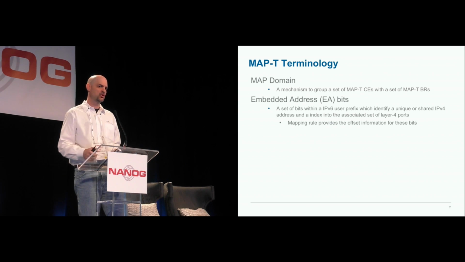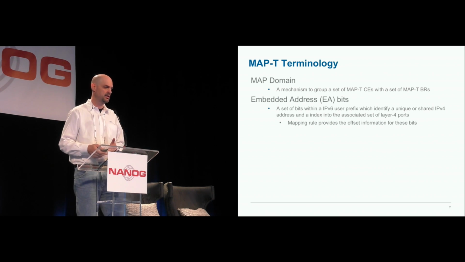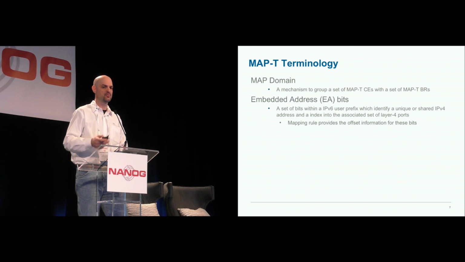And lastly is the notion of the embedded address bits. These are bits that are embedded within the user-assigned prefix. And this is going back to the ability of the subscriber gateway to identify both the public address that they're going to use and the set of ports that they're going to use. That information is embedded in these bits. And combined with the mapping rule, it allows the CPE to determine its posture.